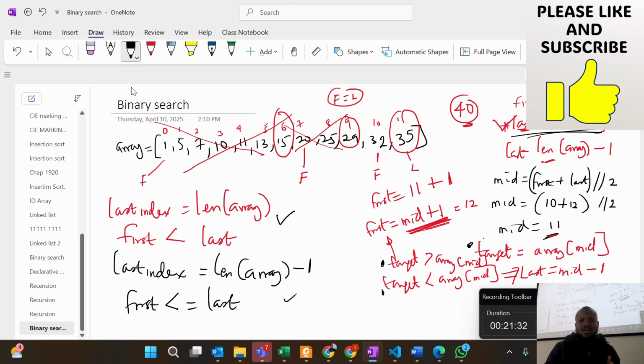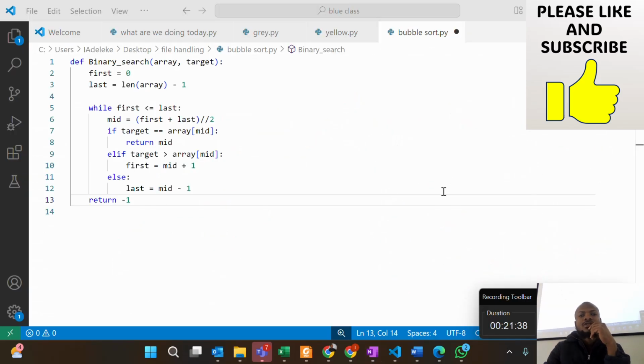Okay, so let's now write this code in Visual Studio Code. So this is the code. Binary search. I'm passing two things as parameters. It doesn't matter. The question may ask you to pass four things as parameters, or even pass one as a parameter. So you don't have to memorize anything. Just understand. I am passing the array and the target. First is initialized to 0. Last is initialized as what? Length of array minus 1.